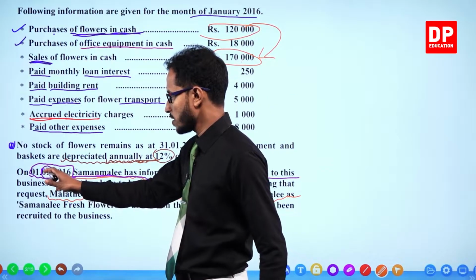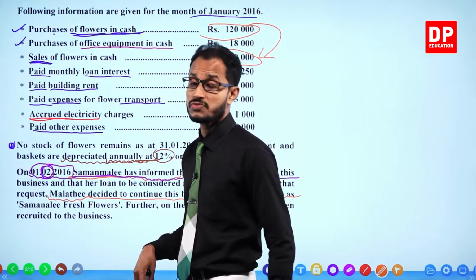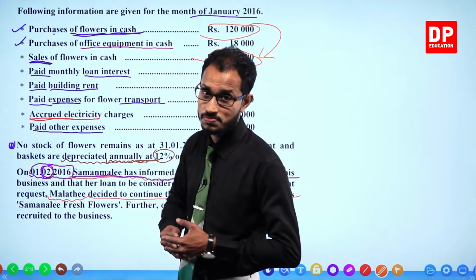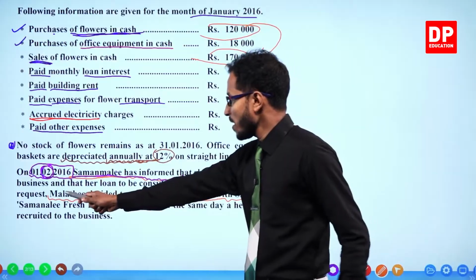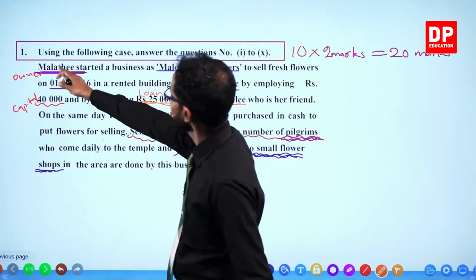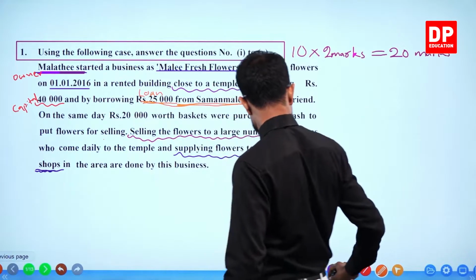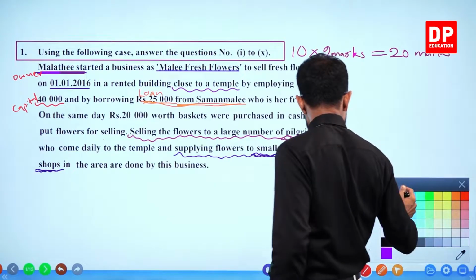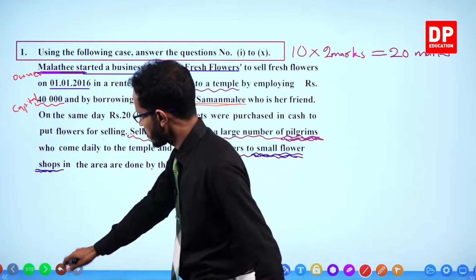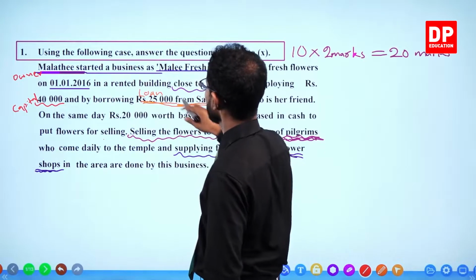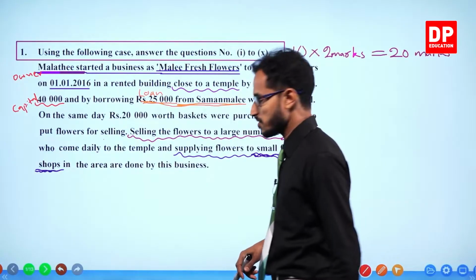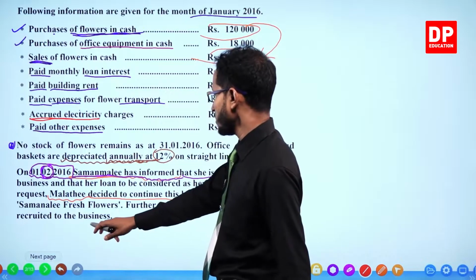1st February 2016. So it's a partnership now. Samanmali Fresh Flowers. That is the name of the partnership. Before it was Malati Fresh Flowers. Now it's Samanmali Fresh Flowers.